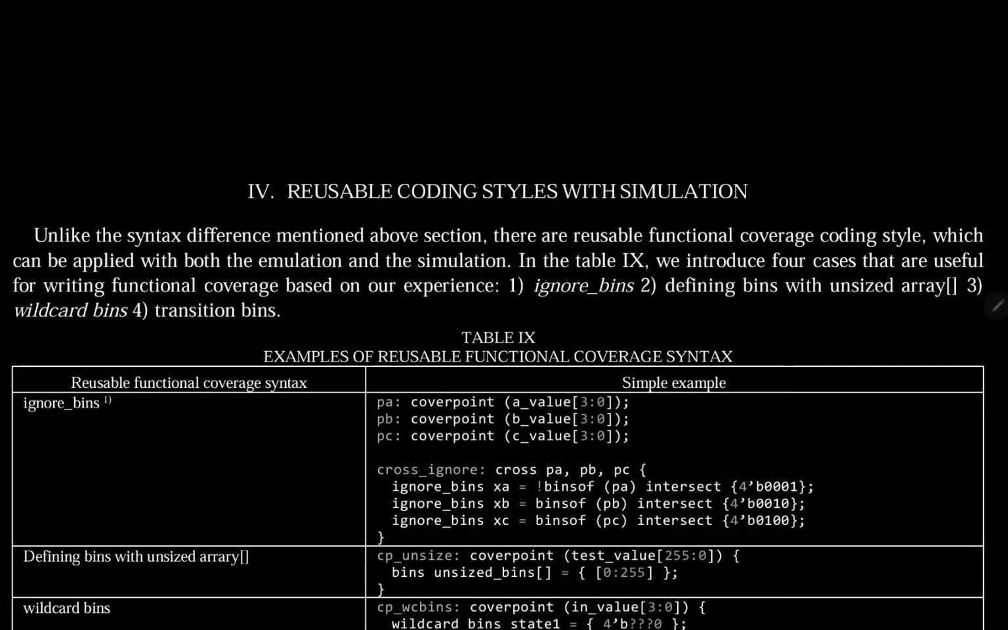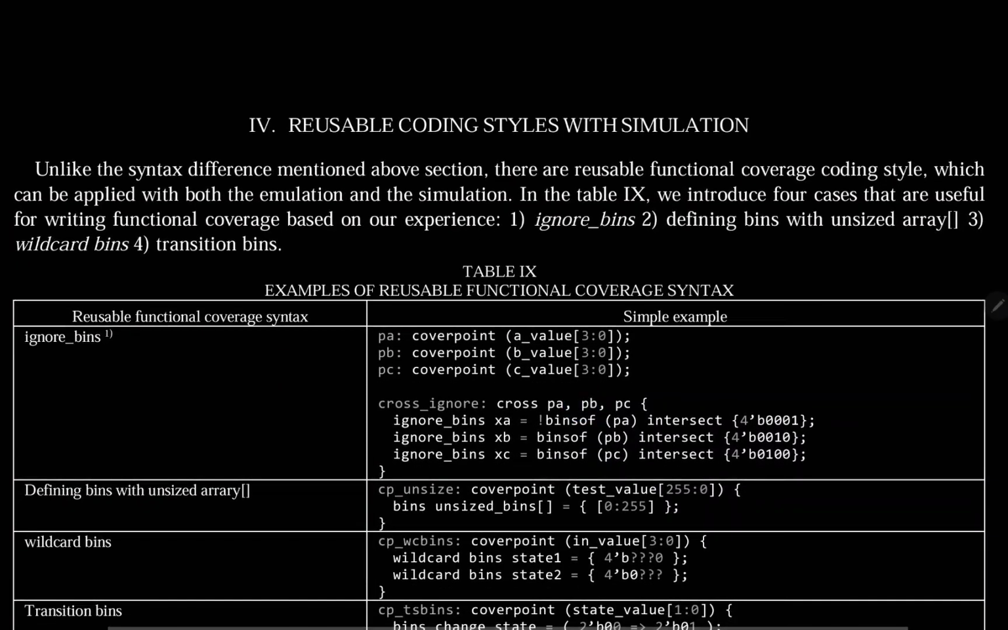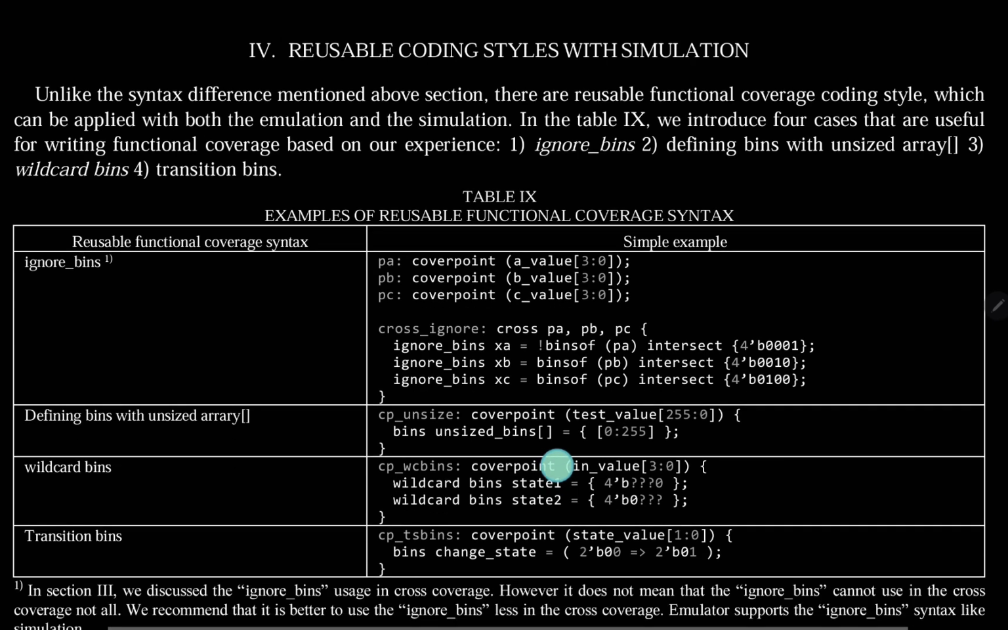Next is section 4, reusable coding for synthesis and simulation. Unlike the syntax differences mentioned in the above section, there are reusable functional coverage coding styles which can be applied with both emulation and simulation. In Table 9, we introduce 4 cases that are used for writing coverage based on our experience. 1. Ignore bins. 2. Define bins with an unsized array. 3. Wildcard bins. And 4. Transition bins.